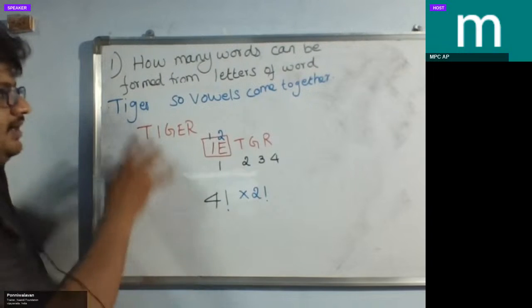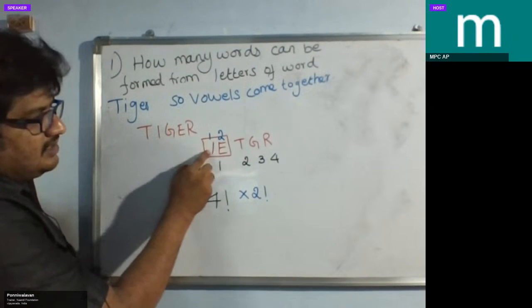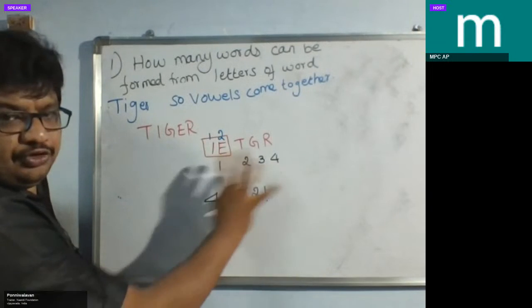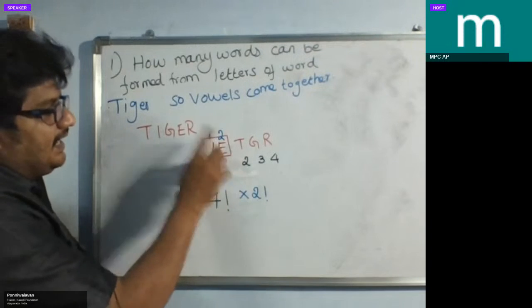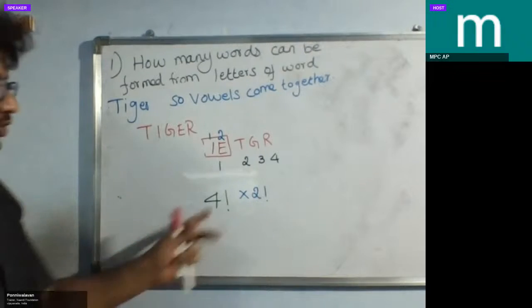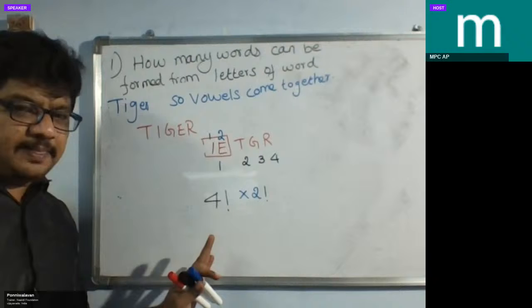Are you getting the point? Listen, I will repeat it again. I and E are vowels, so take them as a single letter. So 1, 2, 3, 4, four letters, so 4 factorial. I and E I take as 2 letters, so 4 factorial into 2 factorial. Okay? Is it clear?